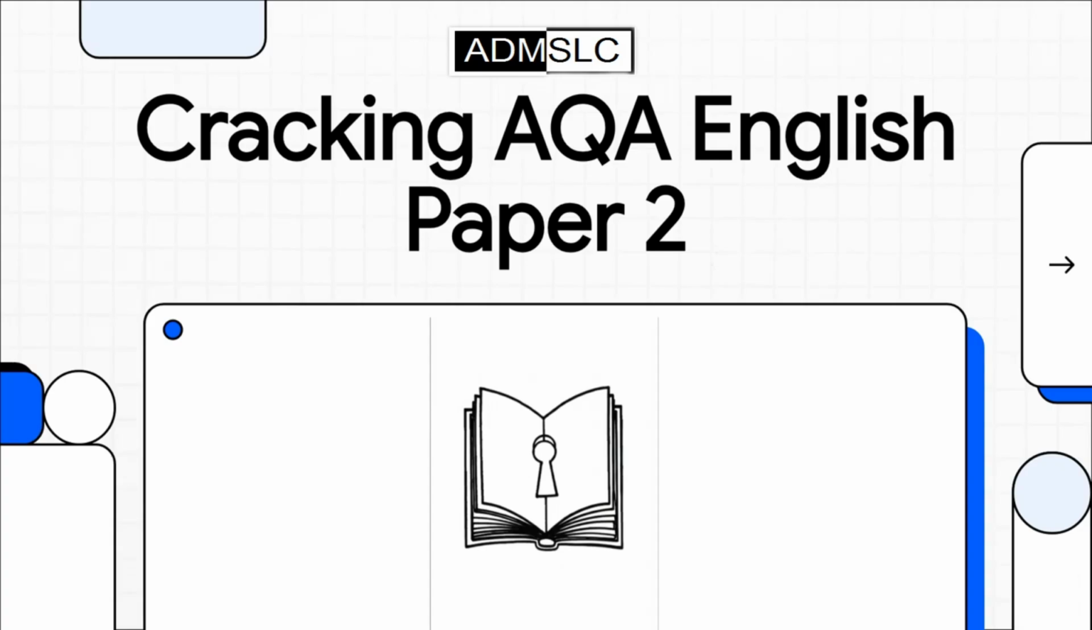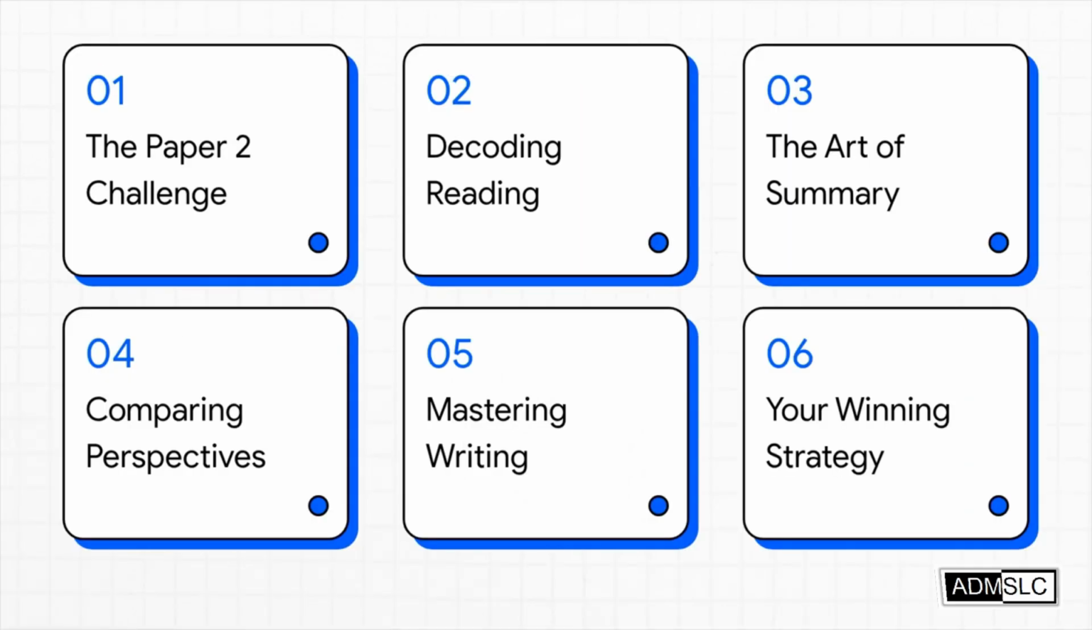Welcome to The Explainer. Today, we're going to be cracking the code on what is, let's be honest, one of the toughest challenges in your entire GCSE journey. AQA English Language Paper 2, Writers' Viewpoints and Perspectives. Now, I know it can feel like a massive mountain to climb, but don't worry, we've basically got the map. We're going to break it all down into these 6 key sections. Think of it as giving you all the tools you need to get to the summit feeling pretty confident.